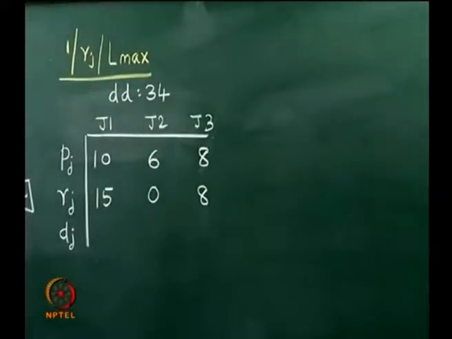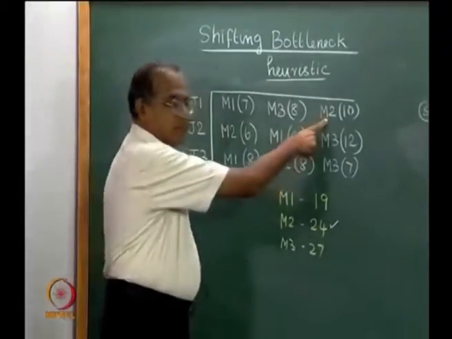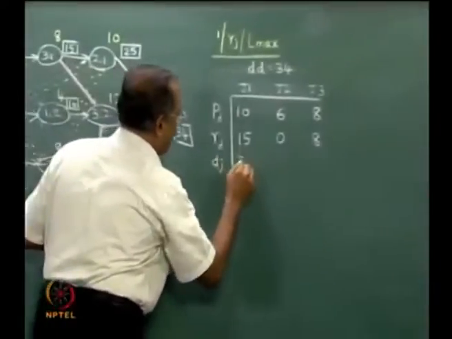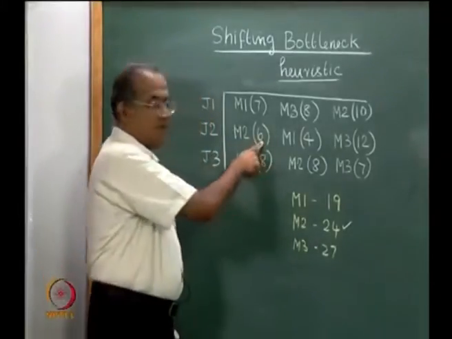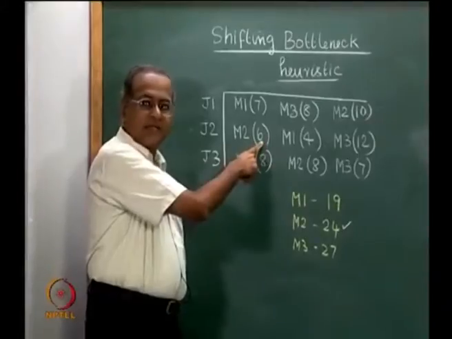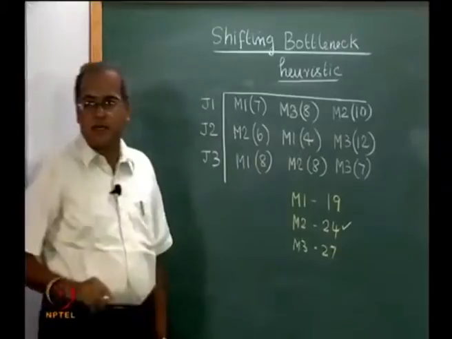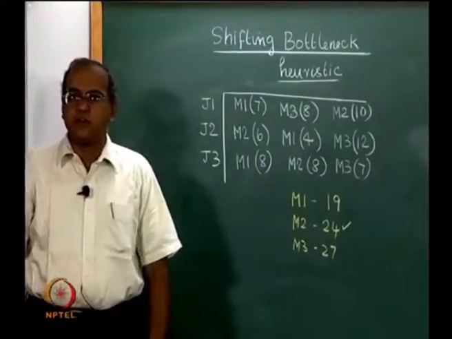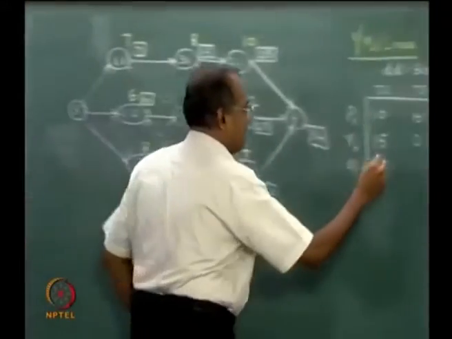Now, as far as the due dates are concerned, J1 on M2 is the last operation. So, it is enough if it is available at time equal to 34. As far as J2 is concerned, J2 on M2 is the first operation. So, the latest due date, the farthest we can think of is 12 plus 4, 16. It definitely requires at least 16 more units to finish. So, the due date can be 34 minus 16, which is 18.